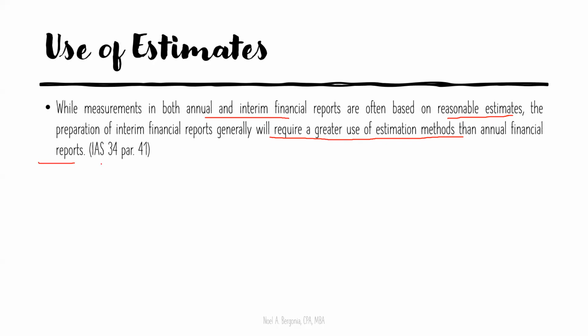As mentioned to you earlier, in the annual, it's more on the actual data. Okay, because we already have the actual data. Comparing it with the interim, we'll only try to use estimates because we do not yet have the available actual data that needs to be spread out over the interim periods, no?